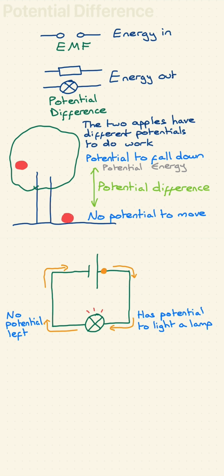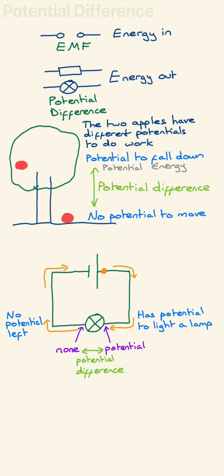So the charge spent all of its potential in the lamp, so we can say that the charge had potential here, but no potential here. The potential in these two places is different. There is a potential difference. And that is what potential difference is. It's the difference in potential between 2 points in the circuit.